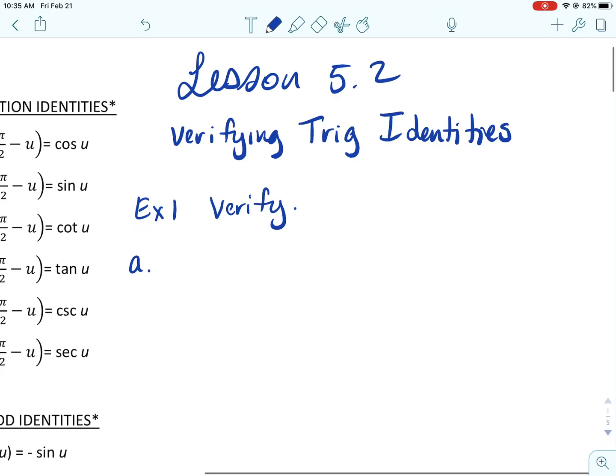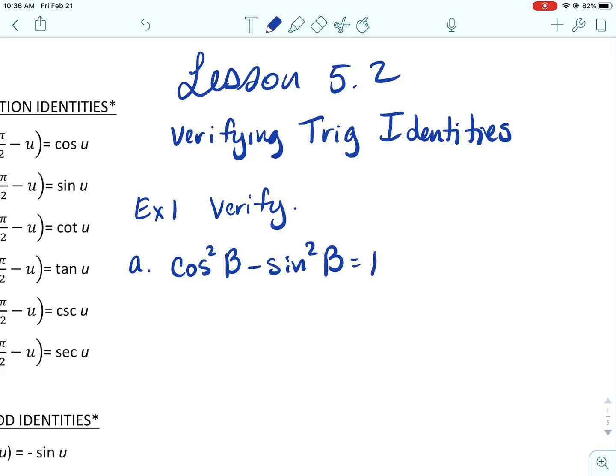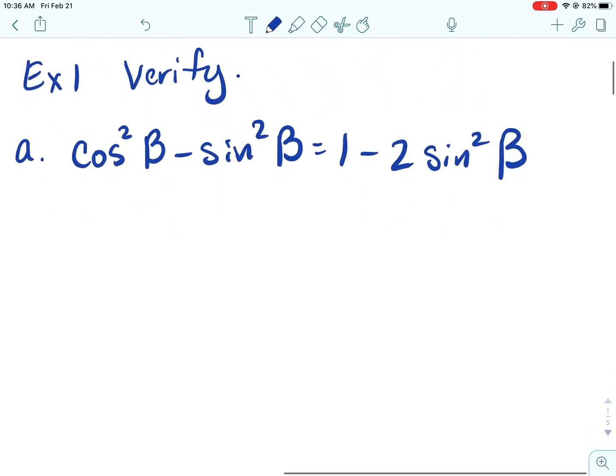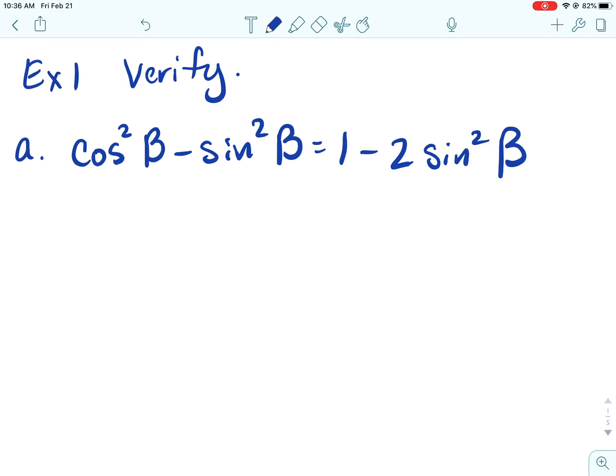All right, so for the first one, we're going to have cosine squared of beta minus sine squared of beta equals 1 minus 2 sine squared of beta. Well, don't let beta make you nervous. It's just a Greek letter, just like theta and alpha and omega. It just kind of looks like a bee with a tail.